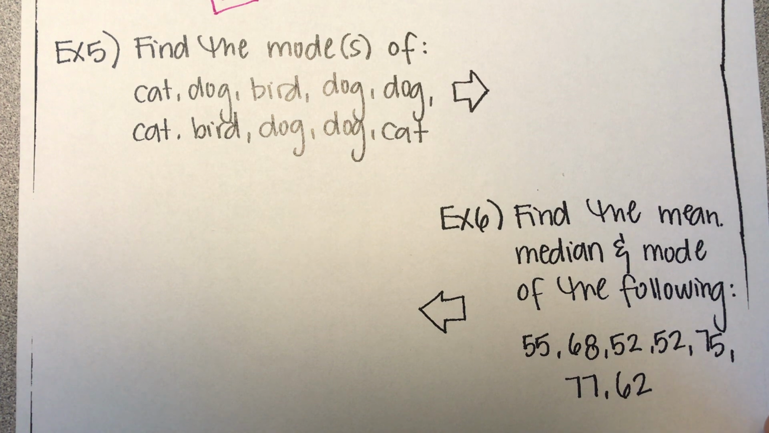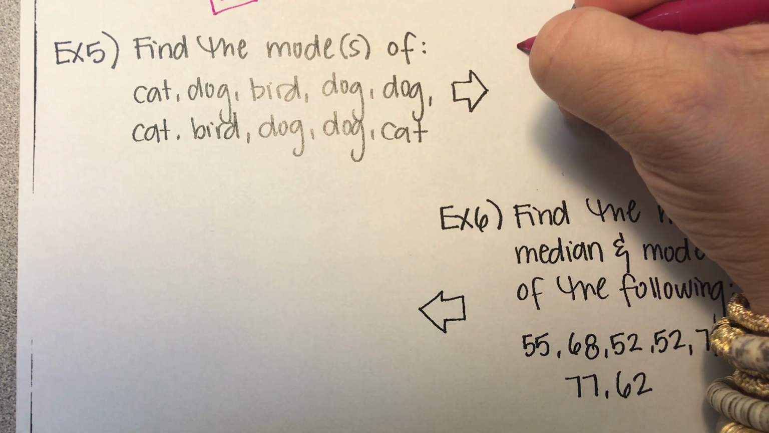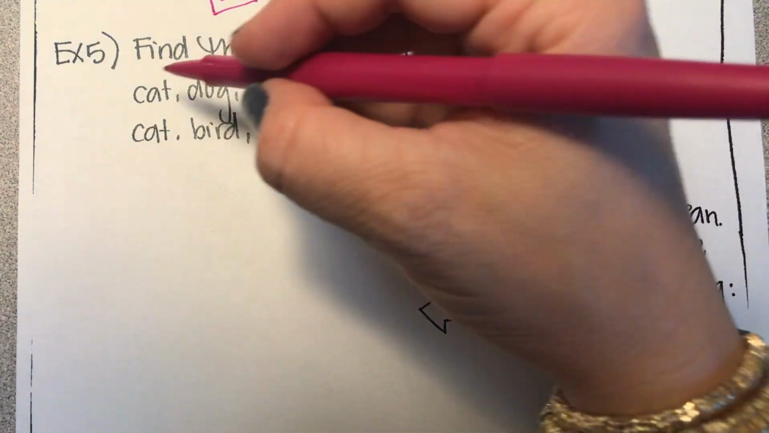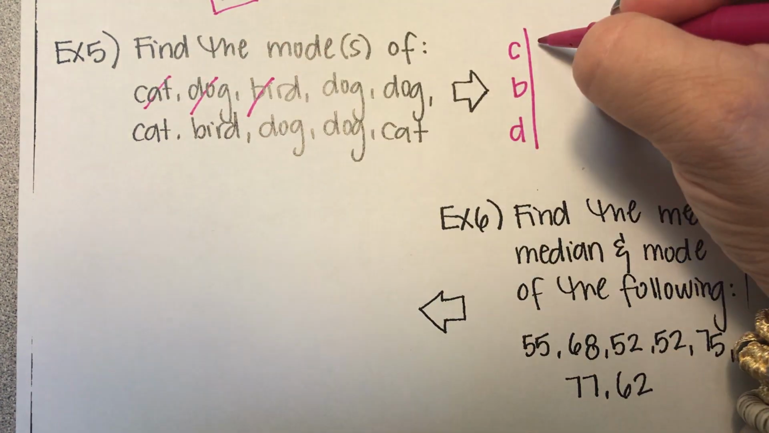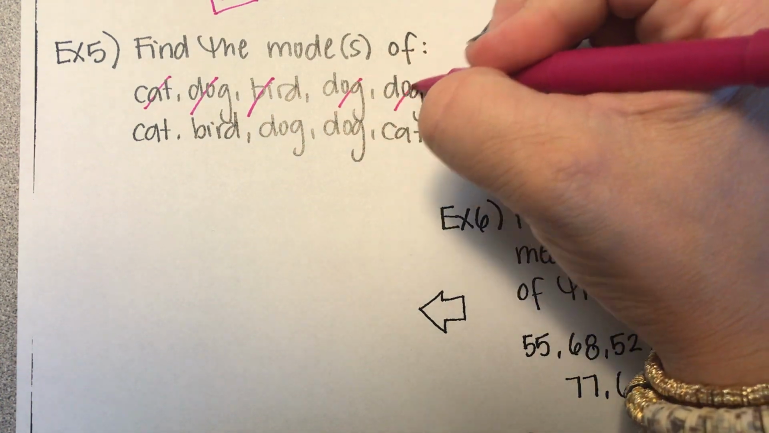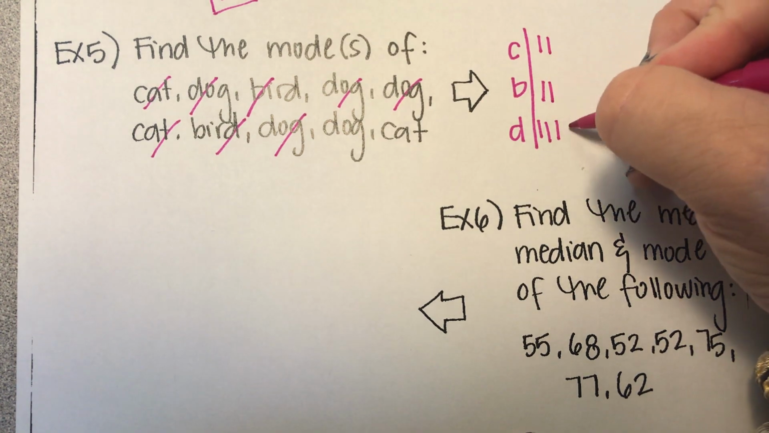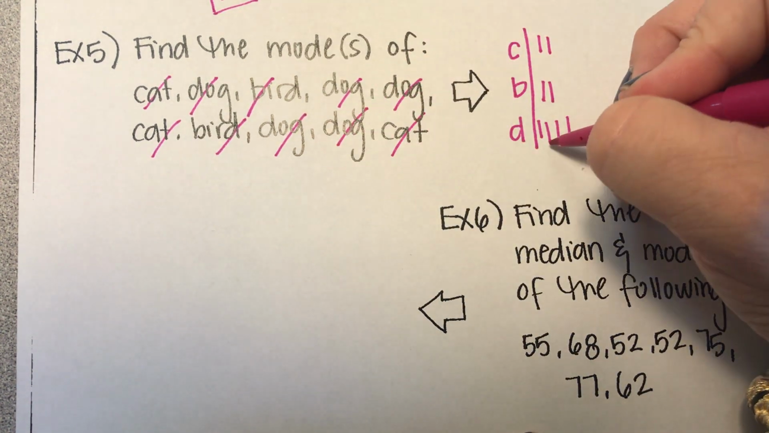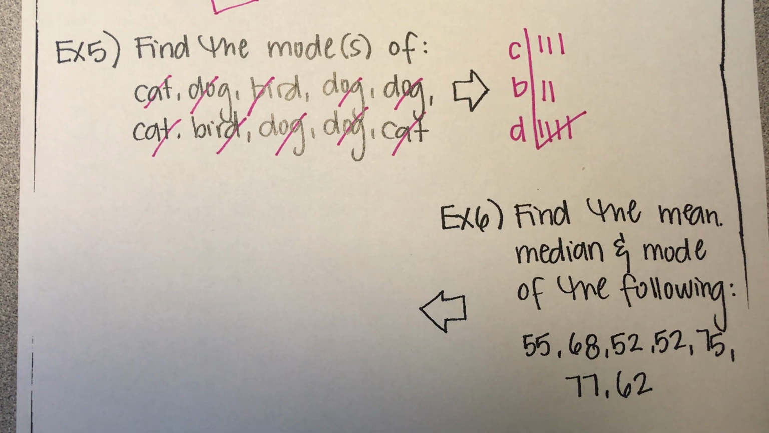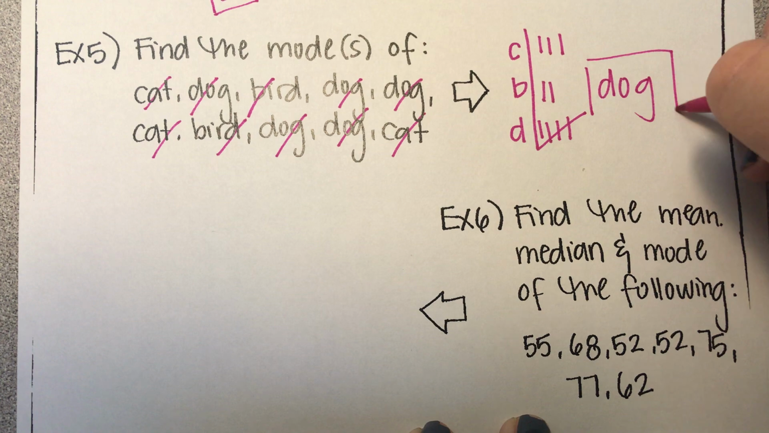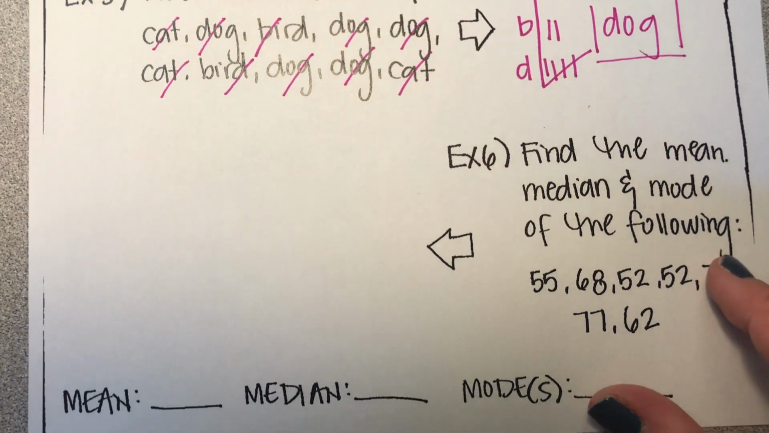Okay, number 5 says find the mode of cat, dog, bird, dog, dog, cat, bird, dog, dog, cat. Okay, well, we have cat, bird, and dog, right? So I'm going to go ahead and say cat, dog, bird, dog, dog, cat, bird, dog, dog, cat. Okay, so now is it pretty obvious? Did one of those occur more than the others? Dog. Okay, that occurred the most often.